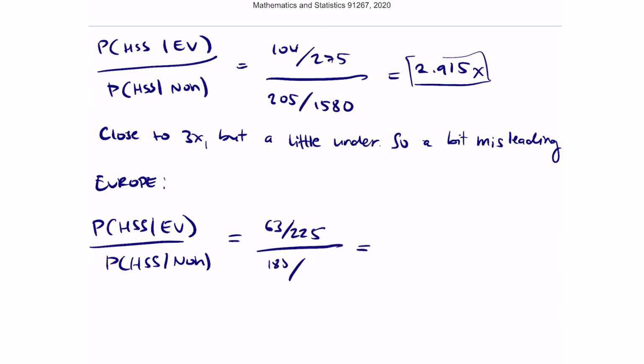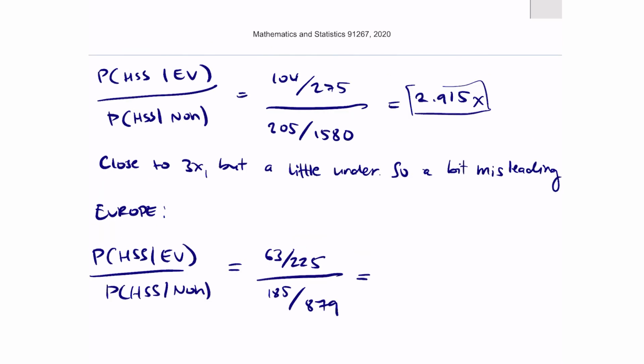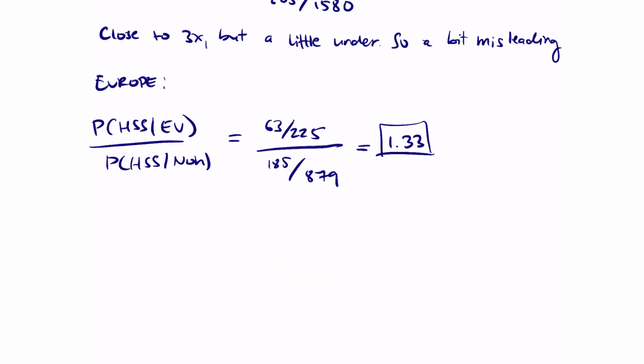So now if we calculate this, 63 over 225 divided by 185 over 879. No, I still calculated it wrong. 63 over 225 divided by 185 over 879, we get 1.33. That sounds more like it. So what this means is that EV owners on average are 33% more likely to have a HSS compared to non-EV owners.